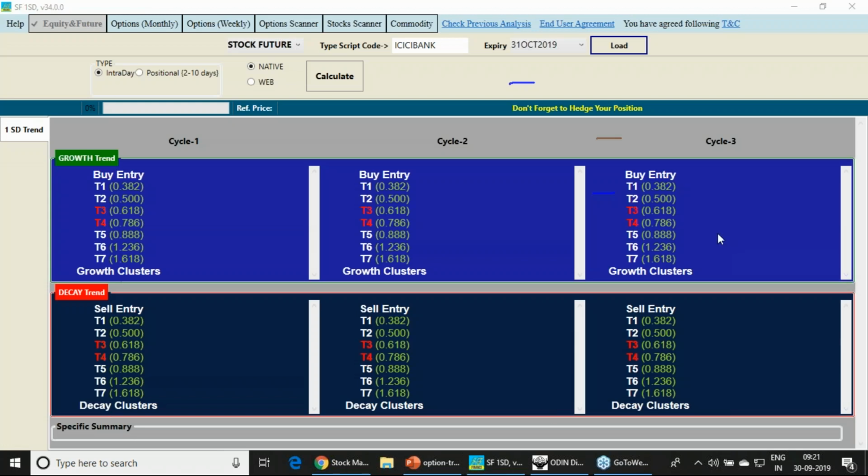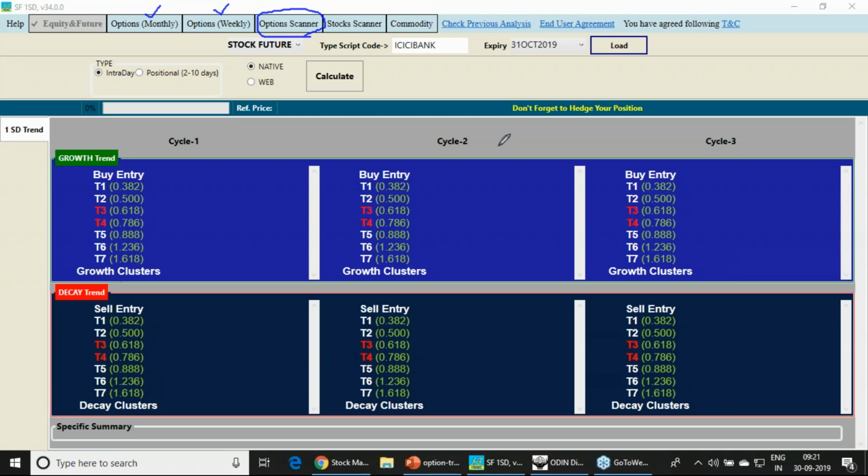And coming to the software, in this particular software we have given 3 option features. One, option monthly: all stock options, index options, monthly contracts you can trade. You can trade the weekly contracts, and we have also given one option scanner. This will tell you the appropriate strikes which you can trade for intraday. So these 3 features are available in the software, and I'll be discussing those 3 features.